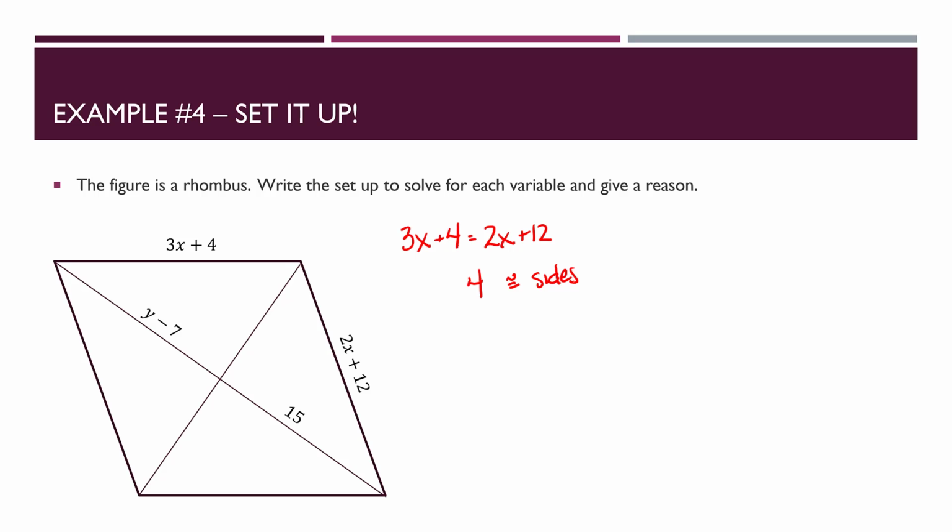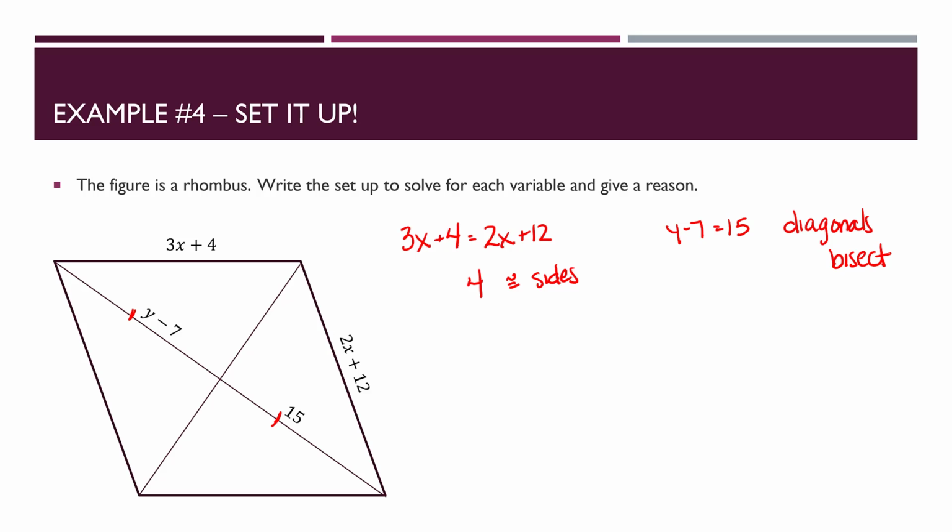The other part of this problem is solving for y, but we just need to set it up, remember. Okay. So to set this up, y minus 7 is talking about the left side of that diagonal, and 15 is talking about the right side. So my diagonals still bisect, which means this left side is congruent to the right side. So y minus 7 equals 15, and that's the reasoning of diagonals bisect.